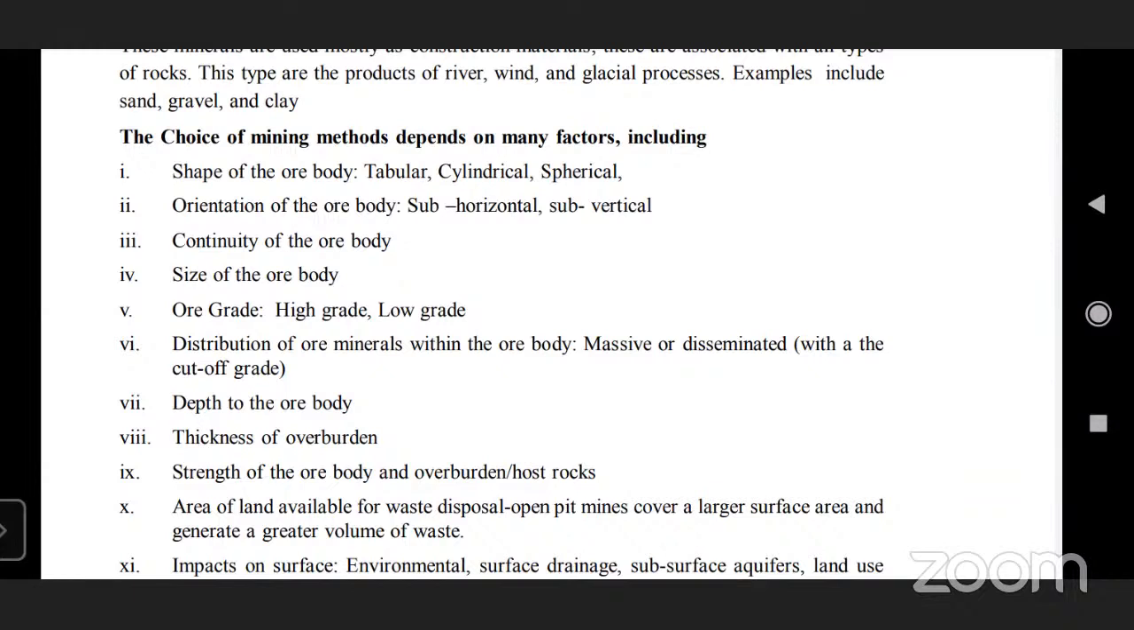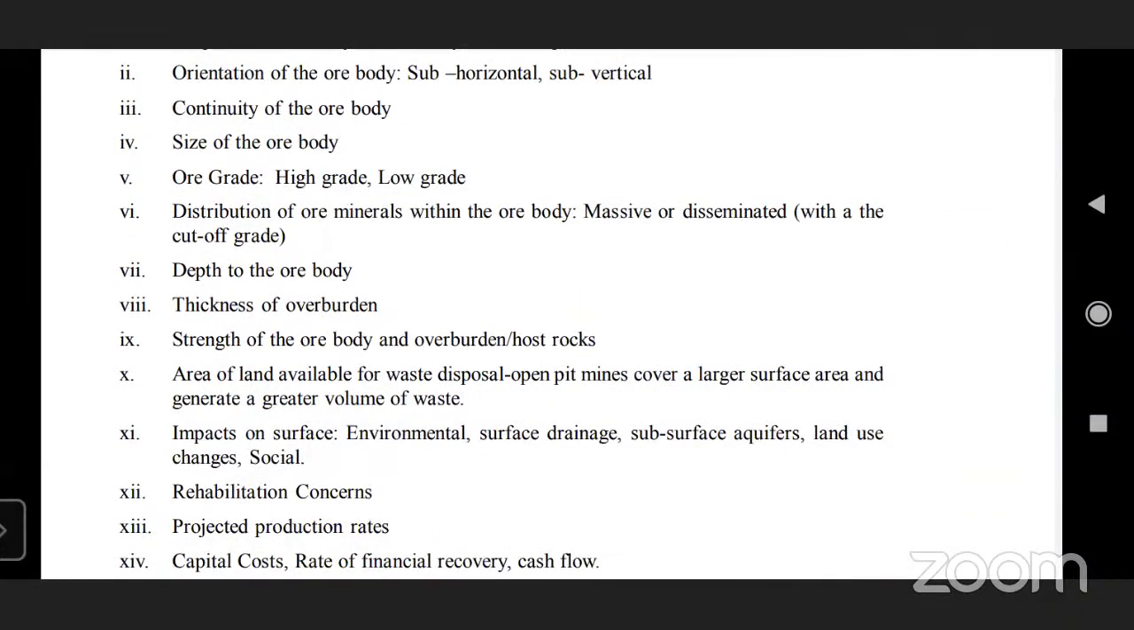And the strength of the ore body, the overburden, and the host rocks. What is the strength of the ore body, and of the overburden and host rocks? This is also one of the criteria or factors to opt for a mining method.